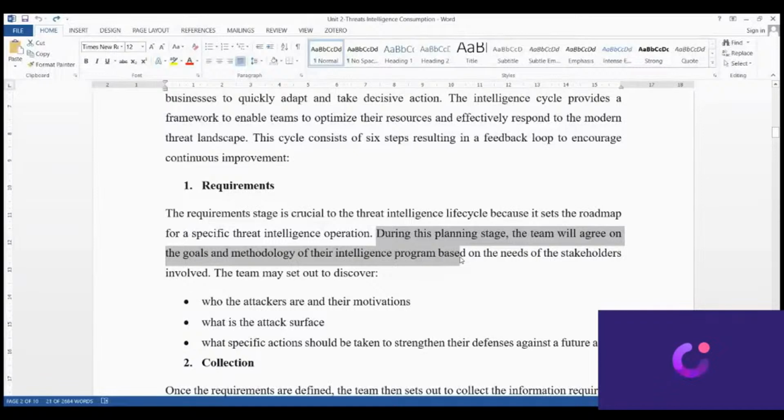Okay, then it should be able to motivate and be able to know what is the attack surface. From the attack surface, you can also look at what specific action should be taken to strengthen their defense against future attacks. So these are the goals that the team seeks to discover. Okay, so that's the requirement.